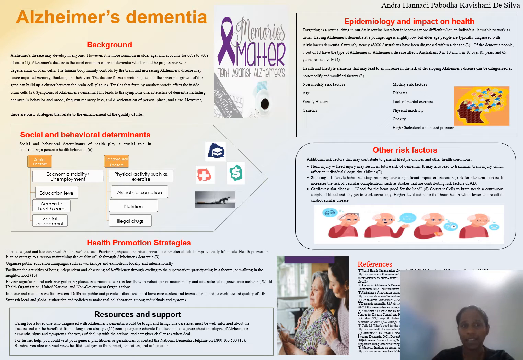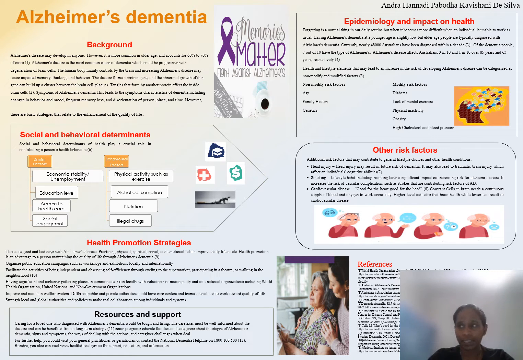Also, there are several factors and determinants that can influence the health of Alzheimer's patients. Dealing with Alzheimer's dementia is hard, but there are several factors which could be categorized by where a human is born, lives, studies, is employed, and is active. These determinants are called social factors. In addition, there are other risk factors which are called behavioral factors. Examples are physical activity such as exercise, alcohol consumption, nutrition, and using illegal drugs. These determinants also could be modified with the patient's current situation.